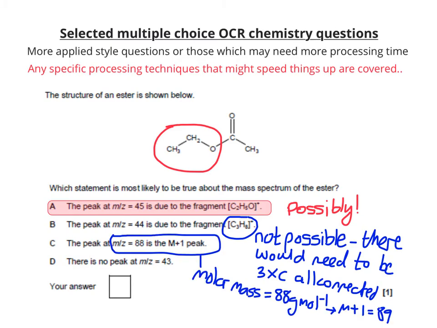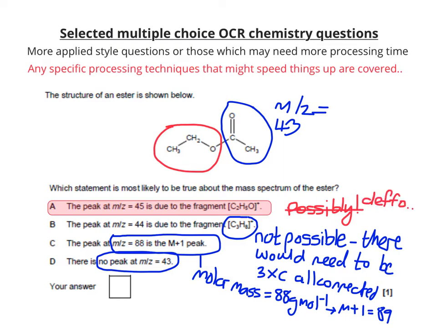Now the third one can't be true because the molar mass is already 88 grams per mole, so the M plus 1 m/z value would be 89. I'm looking at the final one where it says no peak at m/z equals 43. You can see that the remainder of the fragment, the remainder of the ester after you've taken the m/z 45 fragment off, is going to be 43. So all of those 3 answers, B, C and D, are wrong. So your answer is definitely answer A.